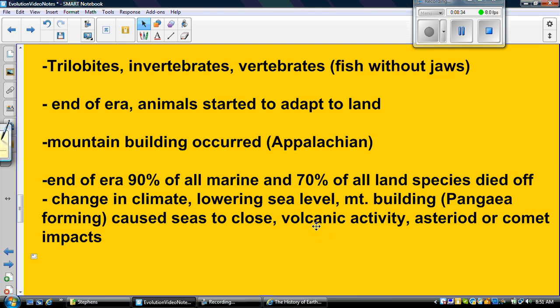Because there was an increase of volcanic activity, that's why we might have lost a lot of our land species. And there were also a lot of asteroid and comet impacts during that time that also caused a lot of our marine and land species to die off.